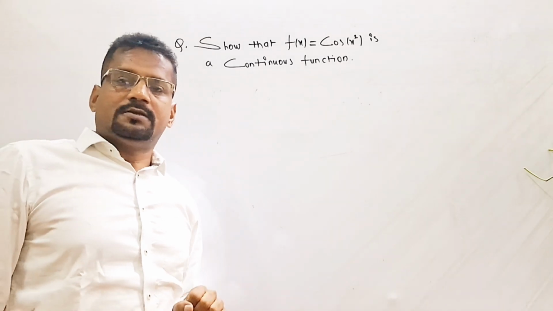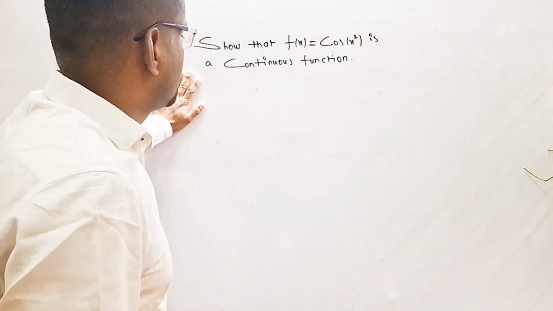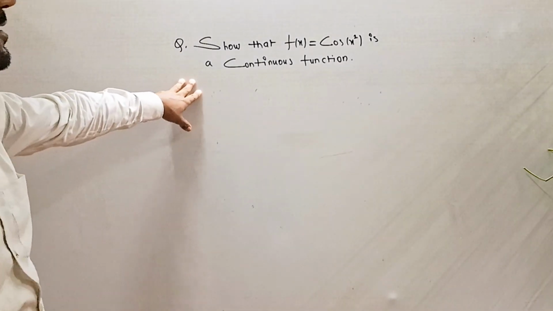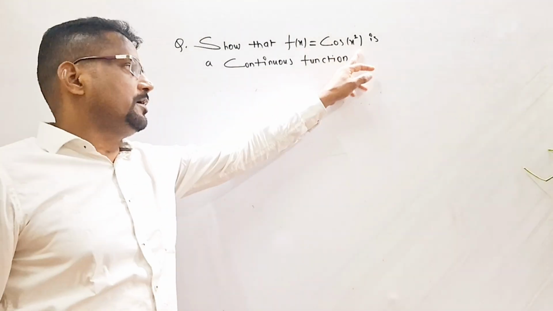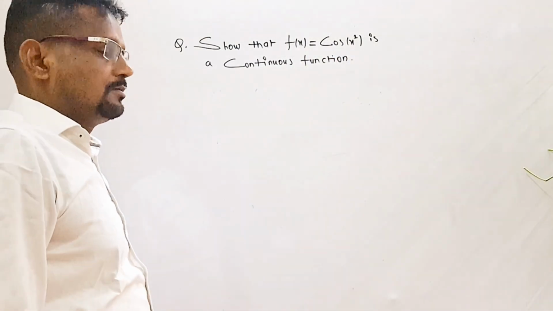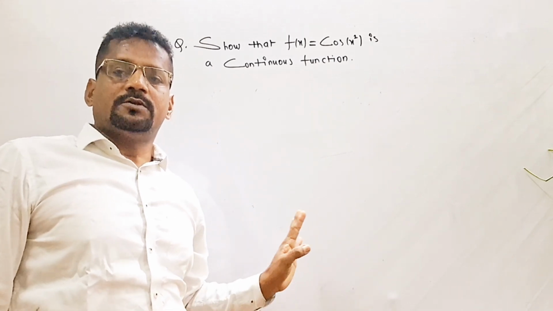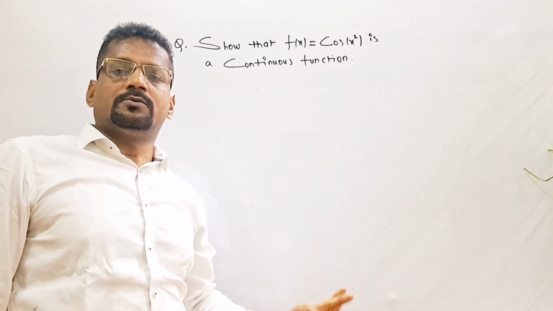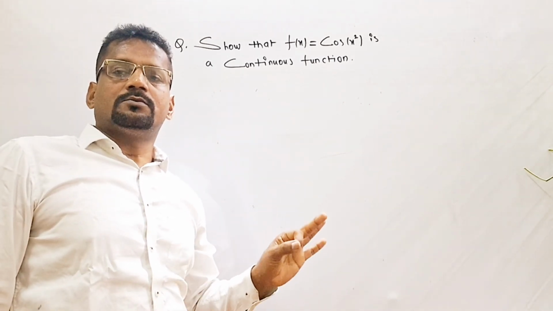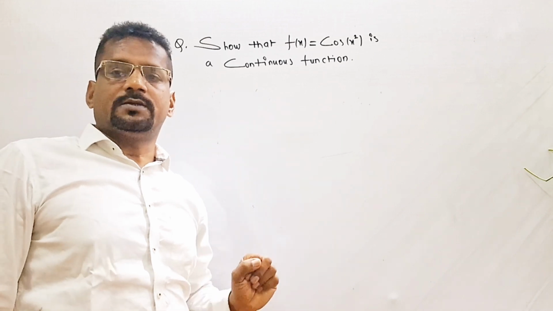Your topic is continuity, and here is an important question for you. Show that f(x) = cos of x squared is a continuous function. In order to solve this, you should have the concept of composition of functions, and it should be known to you that the composition of two continuous functions is also continuous.